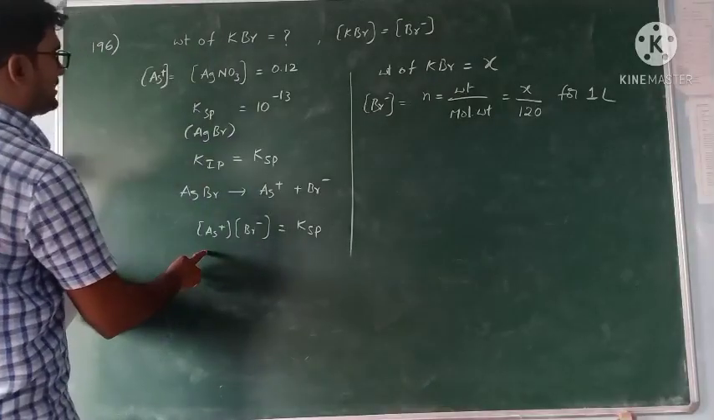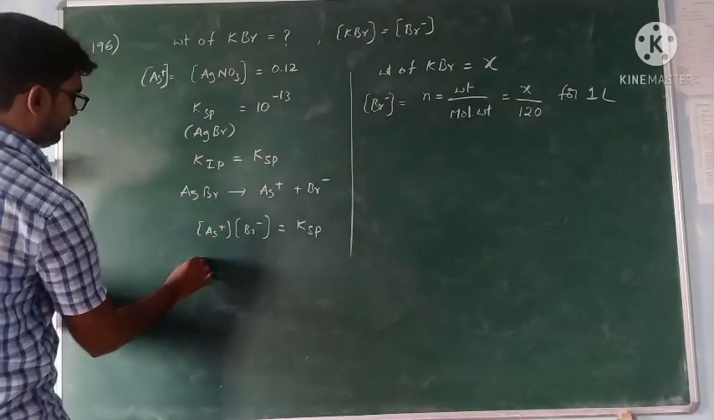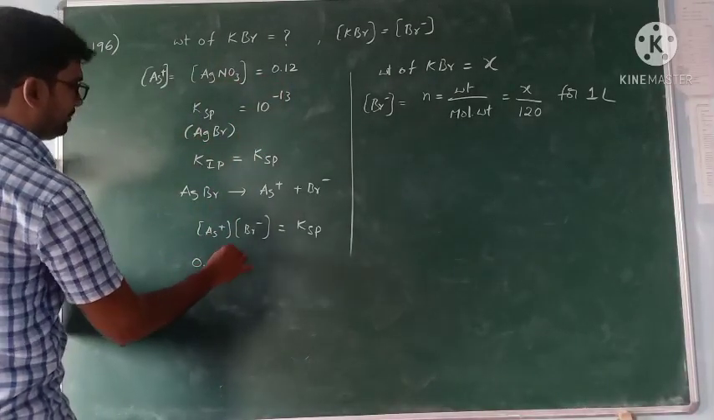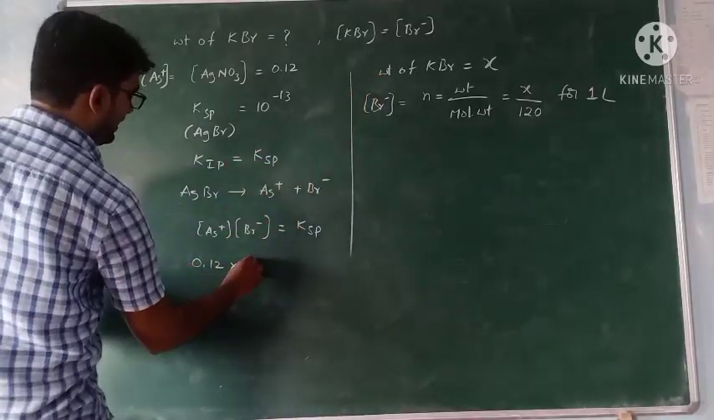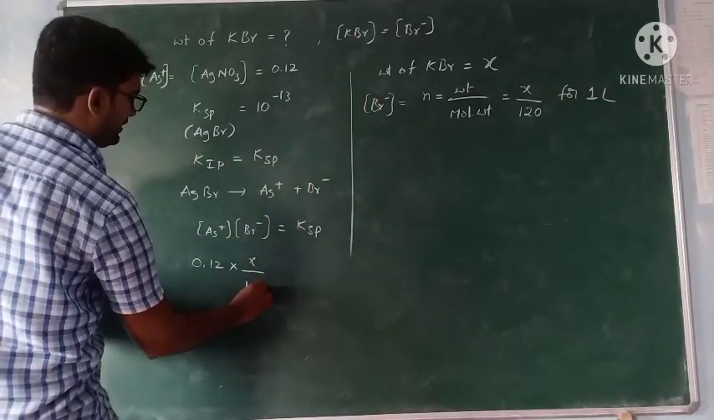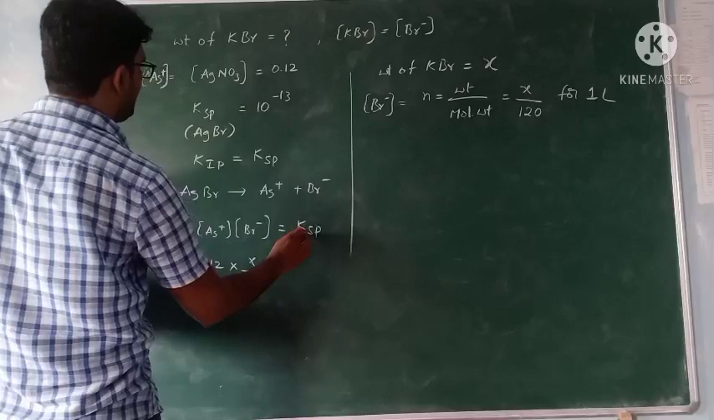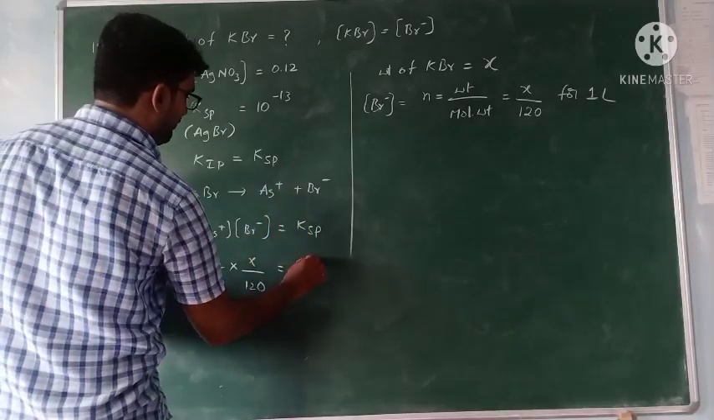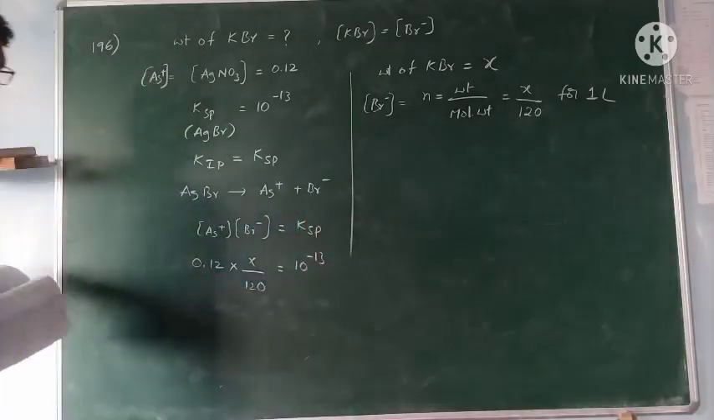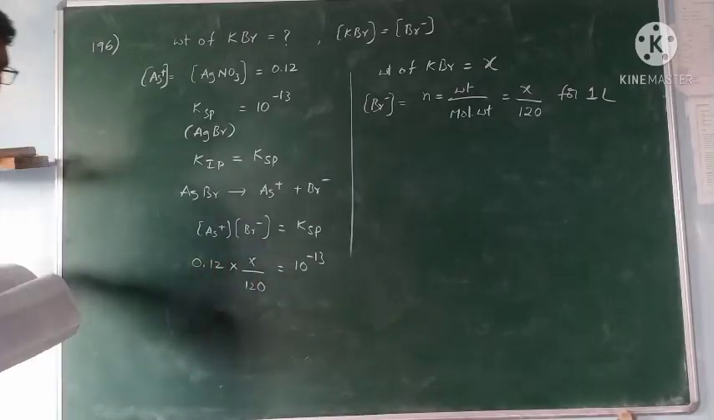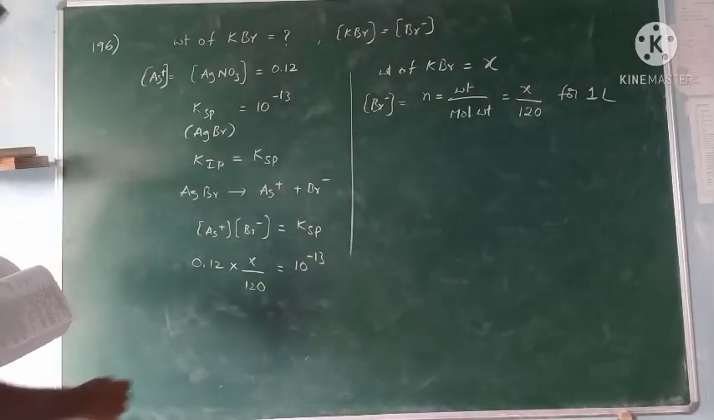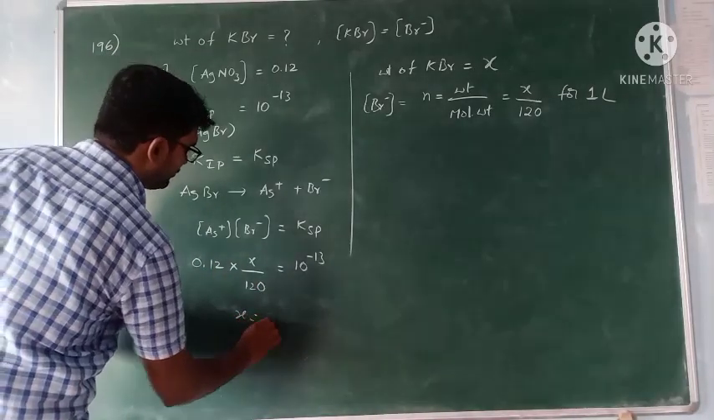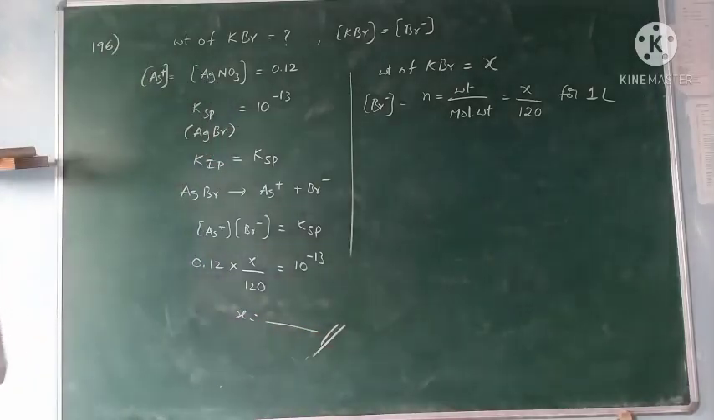Okay, Ag plus concentration is 0.12. Br minus concentration X by 120, is equal to the KSP value, 10 to the power of minus 13. Now calculate the X value. It is very simple. You can calculate the X value. Completed.